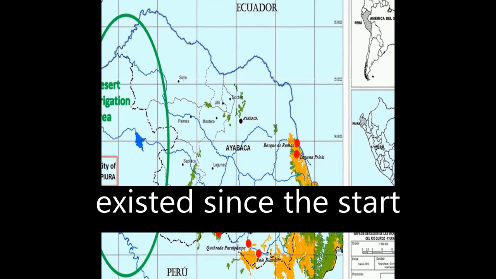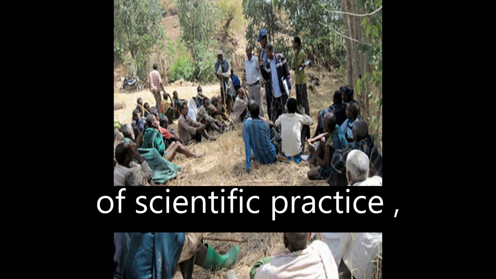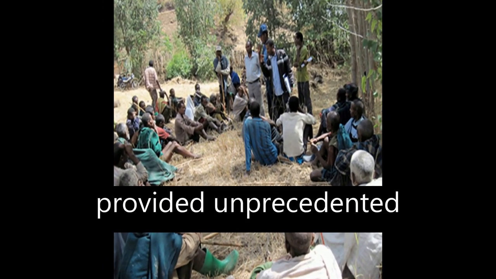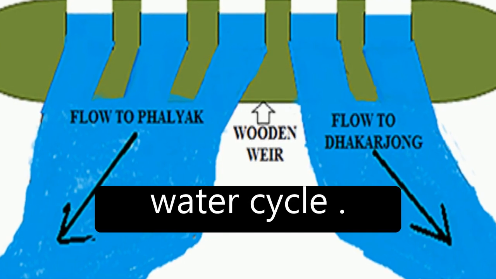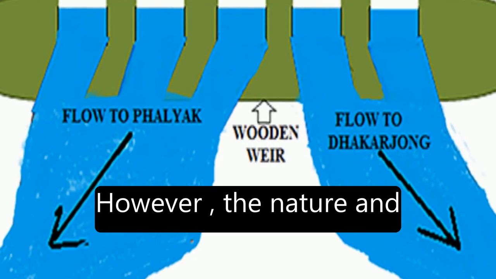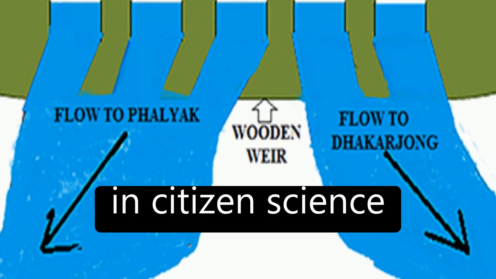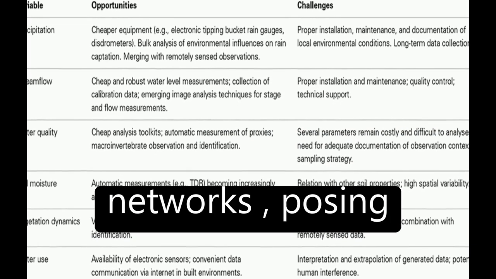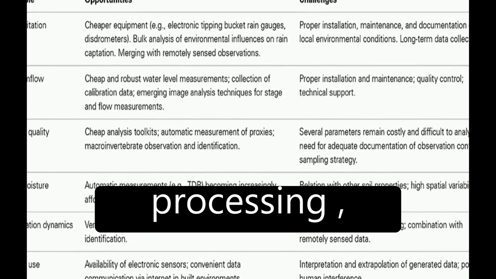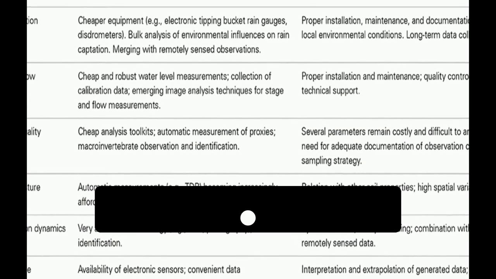While citizen science has existed since the start of scientific practice, recent developments have provided unprecedented opportunities for data collection in a citizen science context. These data can create new hydrological knowledge, especially in relation to process heterogeneity, remote regions, and human impacts on the water cycle. However, the nature and quality of data collected in citizen science experiments are potentially very different from those of traditional monitoring networks, posing challenges in terms of processing, interpretation, and use.